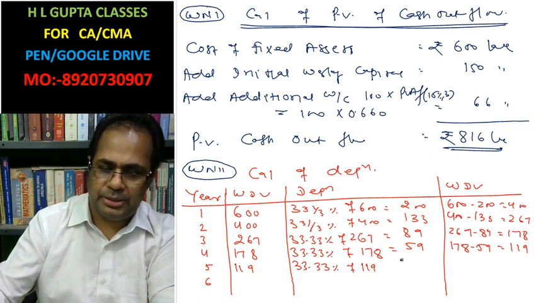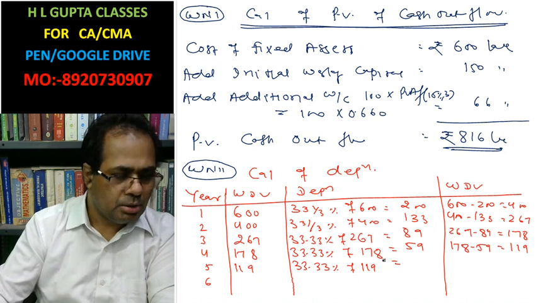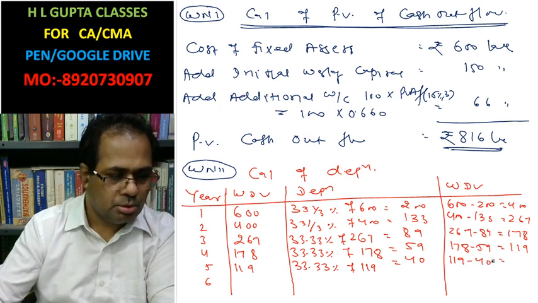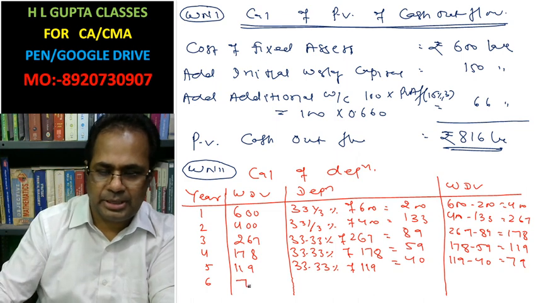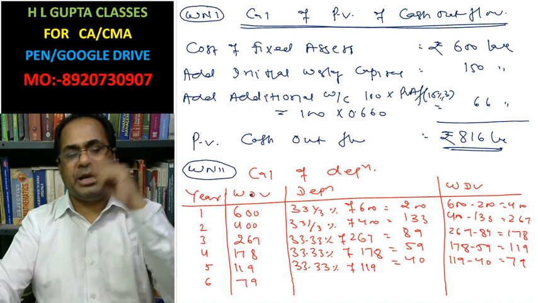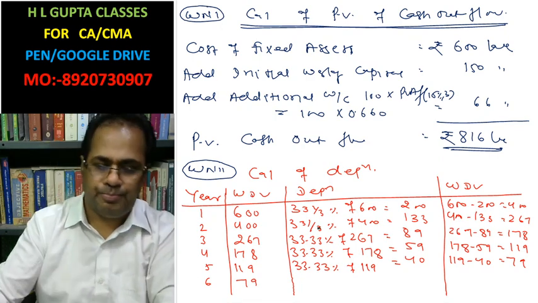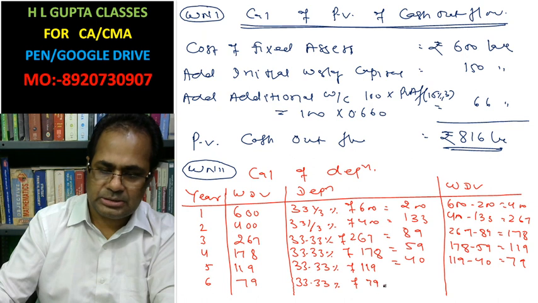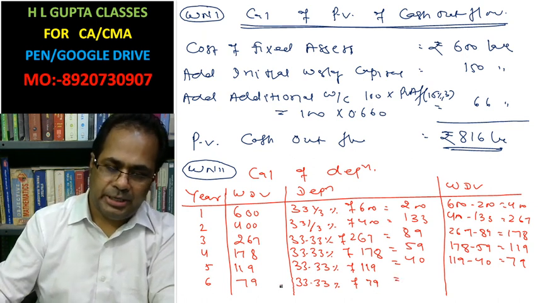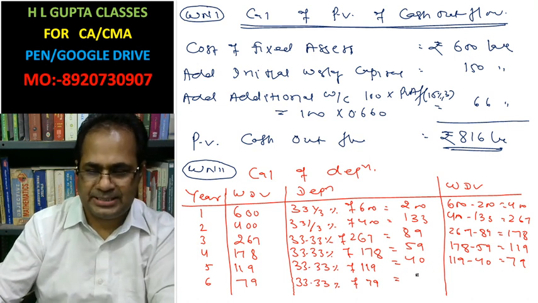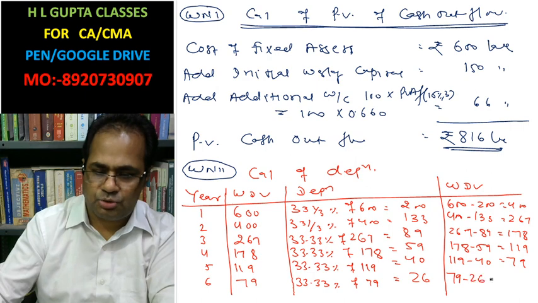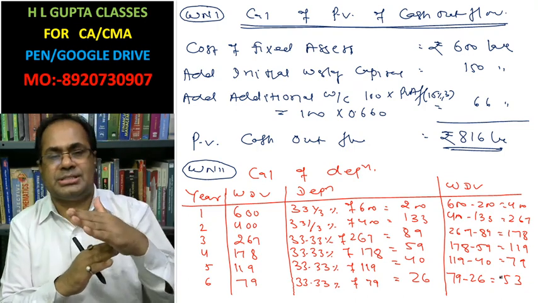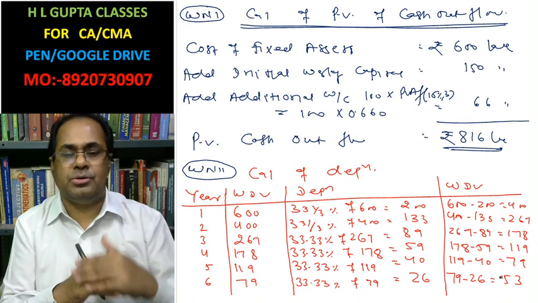33.33% of 119 is 40. 119 minus 40 is 79. Here you write 79. This is the written down value of the same year at the beginning, and this is the written down value of the same year at the end. Now 33.33% of 79 is 26. 79 minus 26 is 53. It means the written down value at the end of the 6th year, that is the book value, is 53.